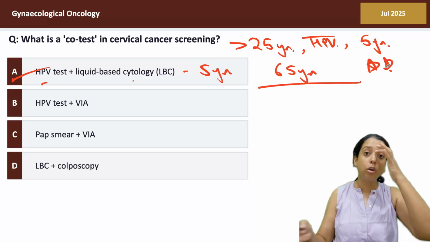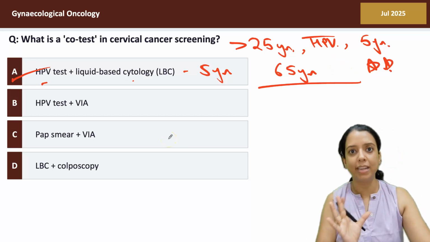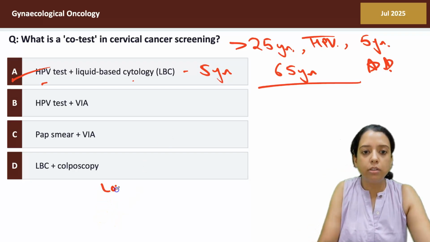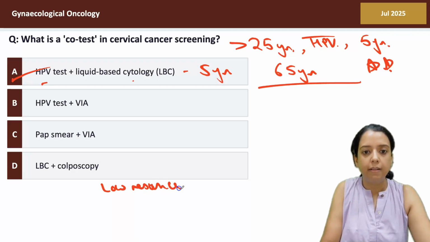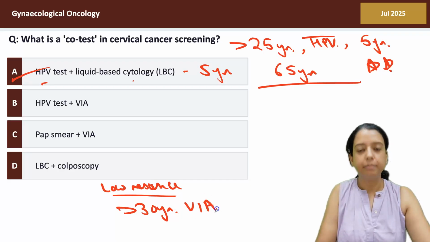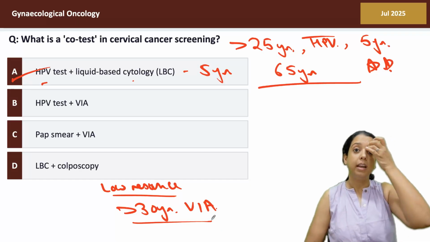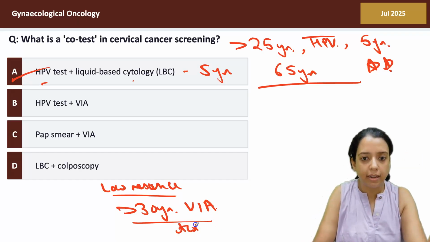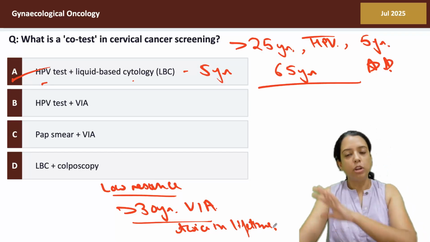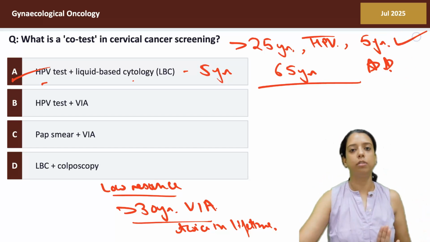In a good, resourceful area, this is what is to be done. Now, Indian guidelines specially mention low resource setting. So if the question mentions low resource setting, then only in low resource setting, it means in poor areas, the starting age is 30 years. The test is visual inspection. Okay? So this is in low resource area. How many times? At least twice in her lifetime. If the question doesn't mention low resource, this criteria has to be used.